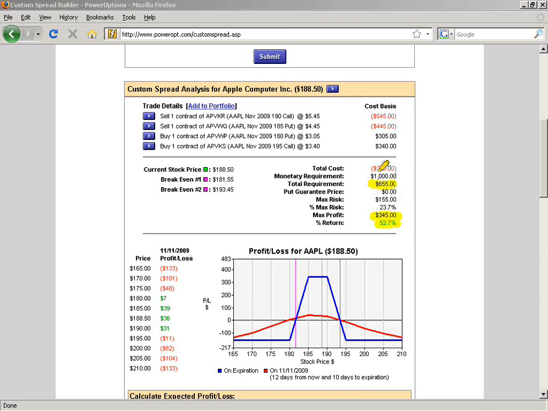Okay? So I reduced the total premium I could receive. I reduced the total monetary amount I could receive to $345, but I only have a monetary requirement of about $655, not $37,000. So if I'm interested in playing a neutral play such as this, I'm not doing that short strangle anyway. I'm looking at doing an iron condor trade.